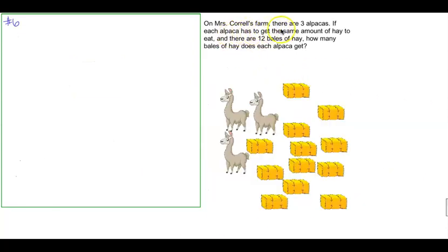On Mrs. Carell's farm, there are 3 alpacas. They look like llamas. If each alpaca has to get the same amount of hay to eat, and there are 12 bales of hay, how many bales of hay does each alpaca get? Think about what we're splitting up and what we're splitting it up amongst. All right, give this one a shot on your own. You got this.